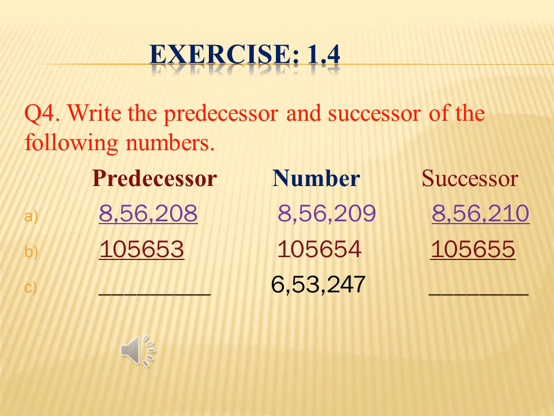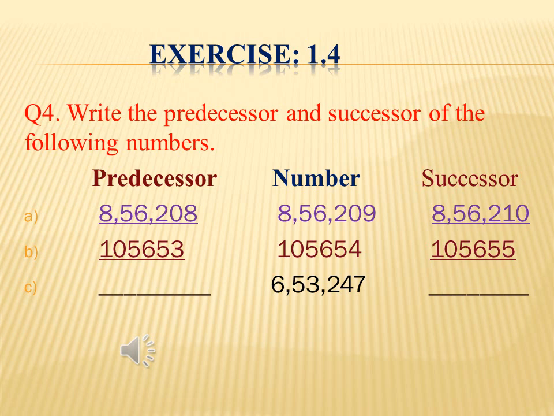So look at the first bit. The first number given is 8,56,209. So to find the predecessor, we will minus 1 from this number. We'll get 8,56,208. And to find the successor, we have to add 1 to this number. So we'll get 8,56,210.